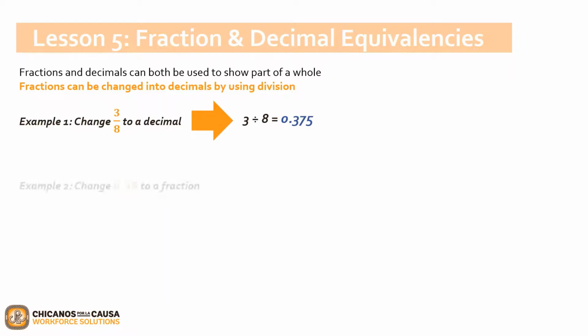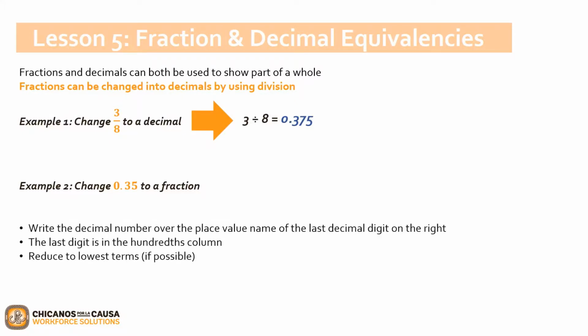Now let's do the reverse. Change 0.35 to a fraction. Now this will take us back to our original lesson on the number line. We're going to write the decimal number over the place value name of the last decimal digit on the right. The last digit in this particular example is 5, which is also in the hundredths column. So that means that we're actually going to put this particular number over 100. Then, of course, we're always going to reduce to lowest terms if necessary.